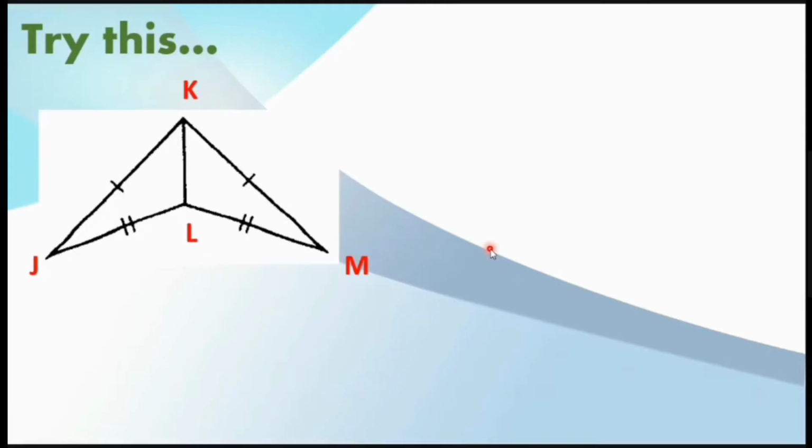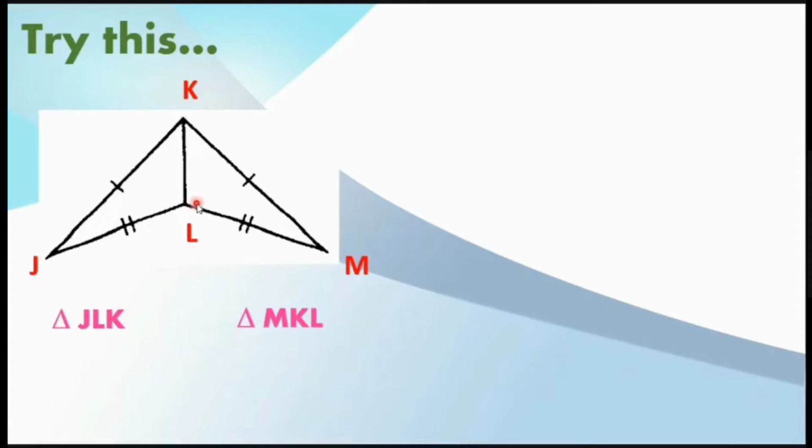In the last part of our previous tutorial video, I gave you this problem, meaning you are going to identify the three corresponding parts that are congruent and then determine whether the two triangles are congruent or not. Okay, so let us start with this. The first triangle is named triangle JKL, and the second triangle is named triangle MKL. So this one is JKL, and the second one is MKL.